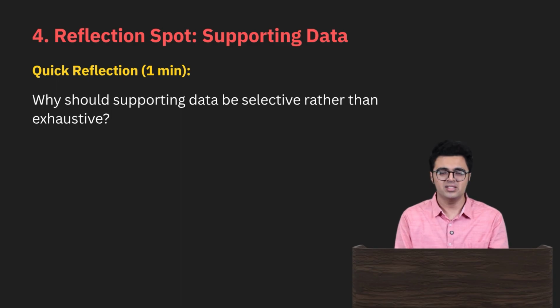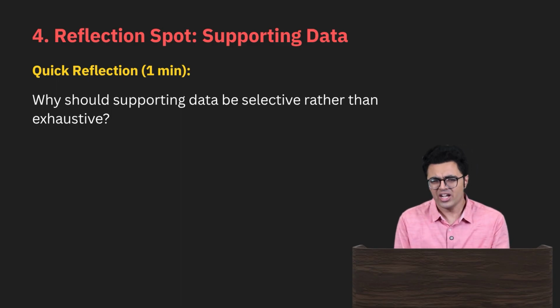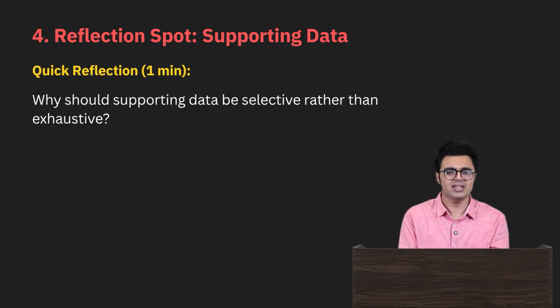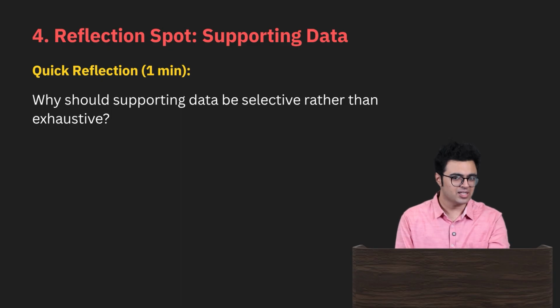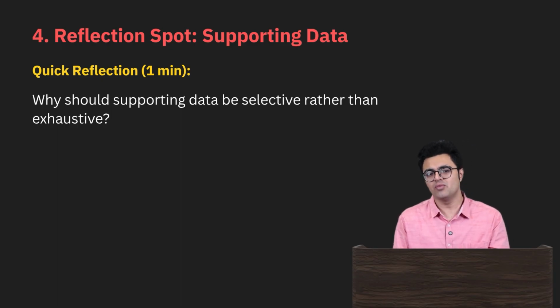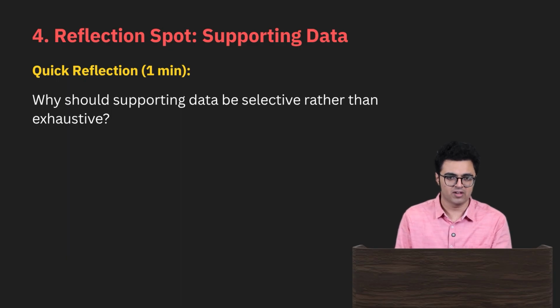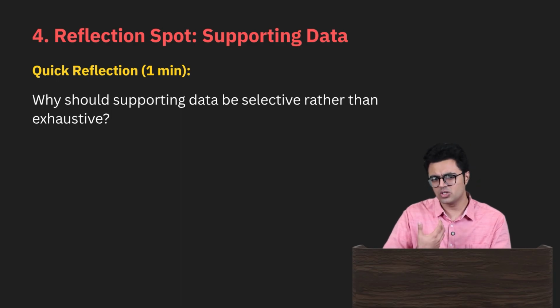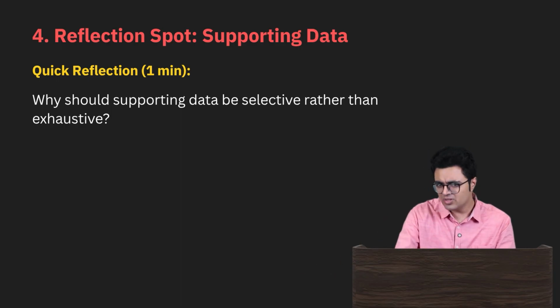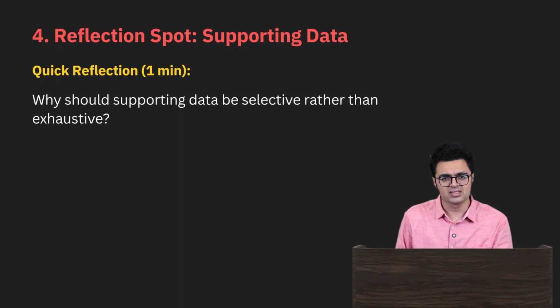Let's pause and reflect for a second. Why should supporting data be selective rather than exhaustive? In this case, whenever you see a supporting data segment, they would only come up with the things which are relevant to the report that they have produced. Why not an exhaustive list? Why should they not produce every single algorithm and every single analysis that the data scientist has produced? Think about it for a moment. I'll get back to you.